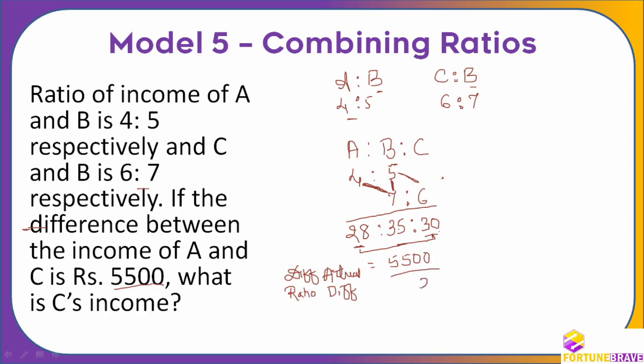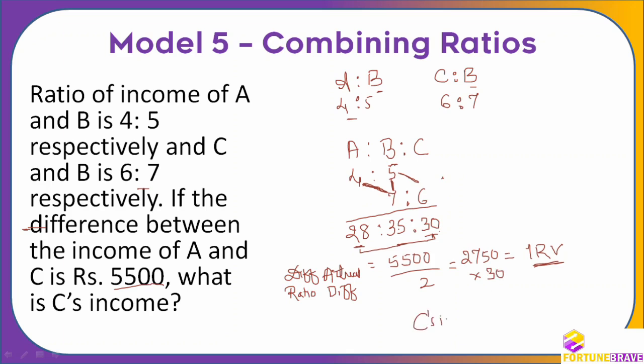So what I will do? I will divide this by 2. So what I will get is 2,750. So what I know, this is the 1 RV, means what? 1 ratio value. Now what is C's income? They are asking for 30. What we have to do is, this is 1 ratio value into 30. If I do that, I will get C's income.